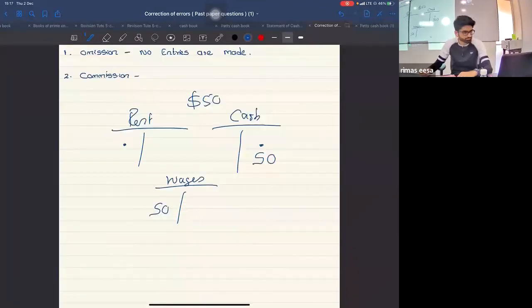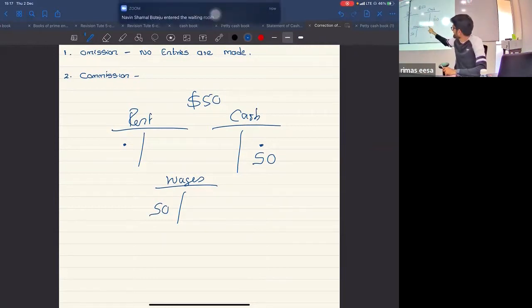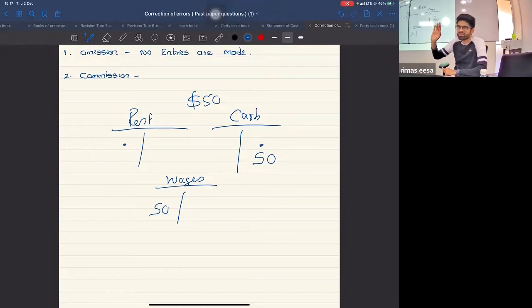What do you mean by commission now? Have a look at it. You're paying for rent by cash. So when you pay for rent by cash, the rent account has to be debited and the cash account has to be credited. But what did you do? You debited the wages account and credited the cash account. Debit and credit are equal, no? So because the debit and credit are equal, you need to understand the trial balance will balance. Even though there is an error, the trial balance will balance.